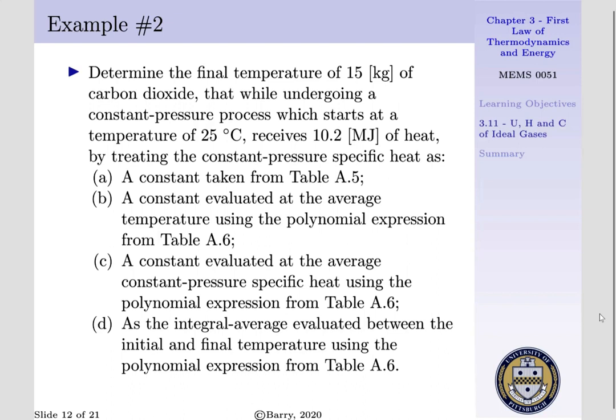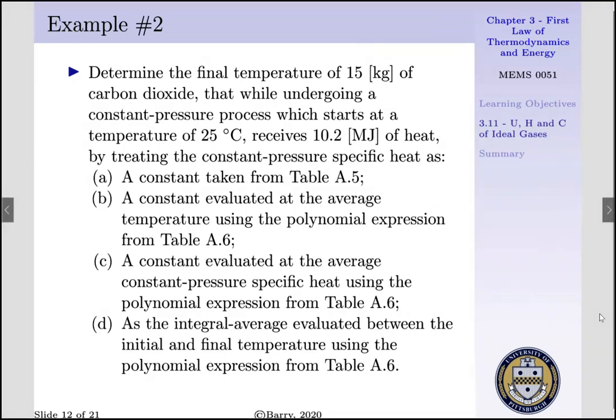And to determine our final temperature, we are going to look at 4 methods. The first is to treat our constant pressure specific heat as a constant taken from table A5. The second is to treat our constant pressure specific heat as a constant evaluated at the average temperature using a polynomial expression from table A6. Our third method is to treat our constant pressure specific heat as a constant evaluated at the average constant pressure specific heat using our polynomial expressions from table A6. And our last method is treating our constant pressure specific heat as the integral average evaluated between our initial and final temperature using our polynomial expression from table A6.